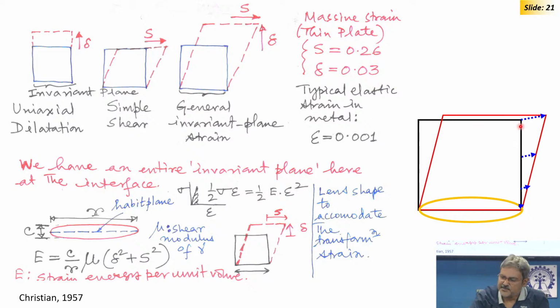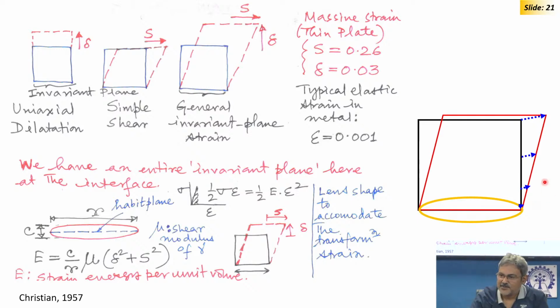These blue lines are basically indicating displacement vectors, displacement direction and magnitude. The displacement vector remains almost parallel to the habit plane. This below plane is the habit plane. It's almost parallel, slightly deviated.